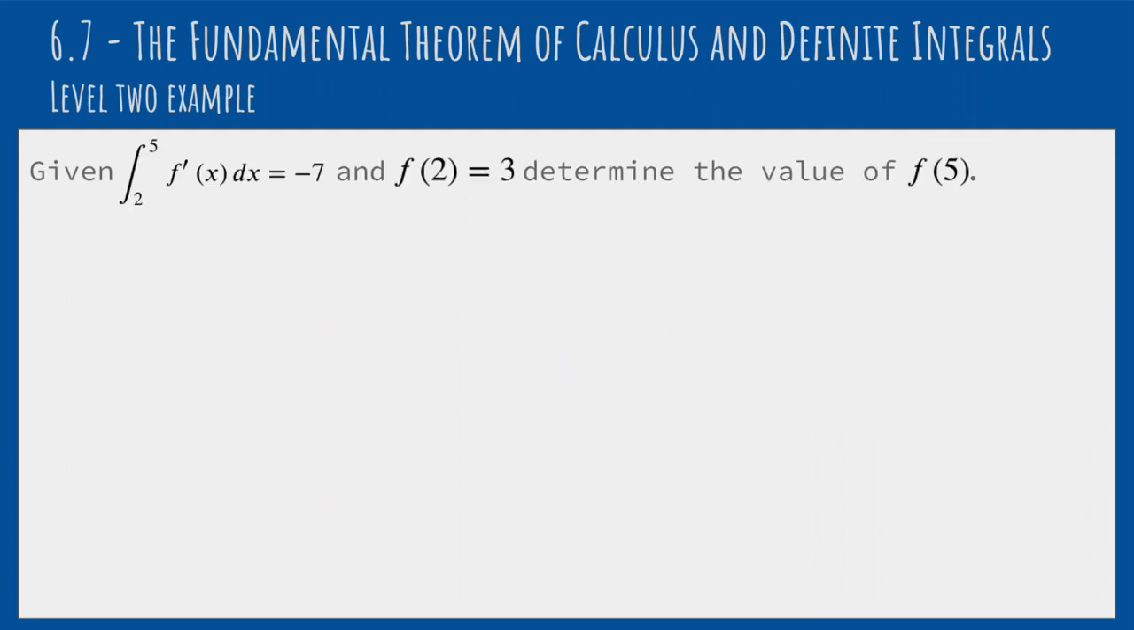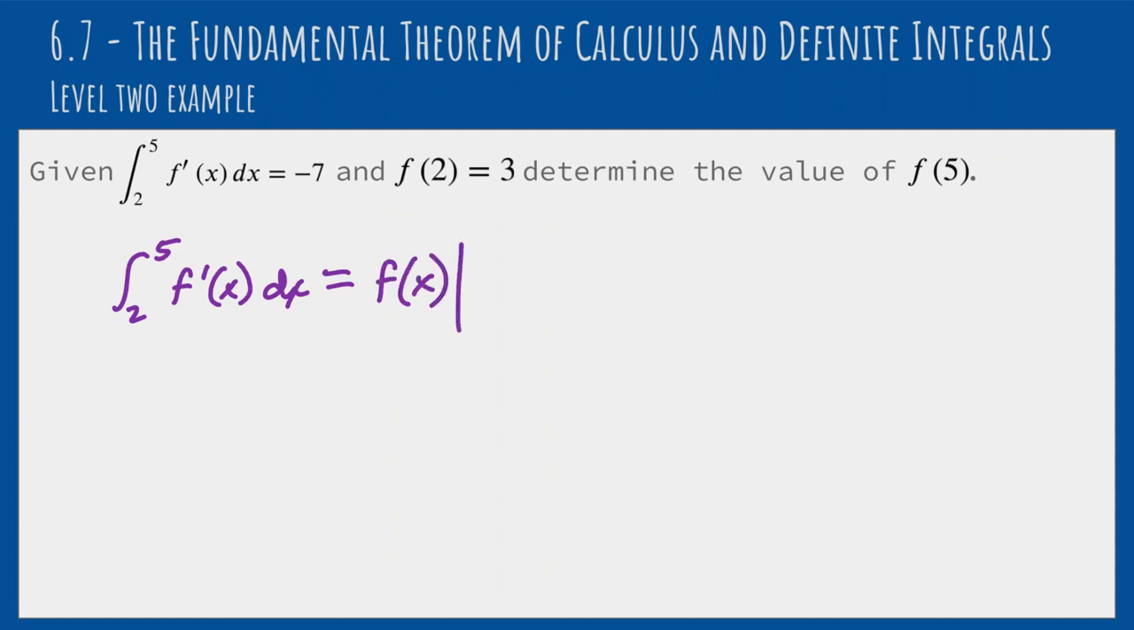The second example is pretty similar, except we're just given some different pieces of information. So this definite integral right here is equal to -7. We know what f of 2 is. We want to evaluate f of 5. So I'm going to start with this one by writing out an alternate expression for this definite integral using the fundamental theorem of calculus. So we take the antiderivative of f prime and get f.